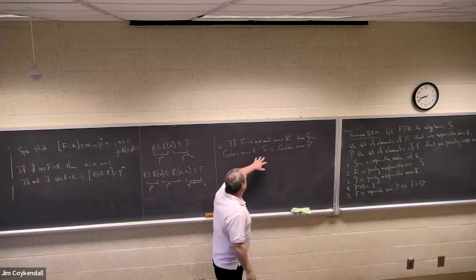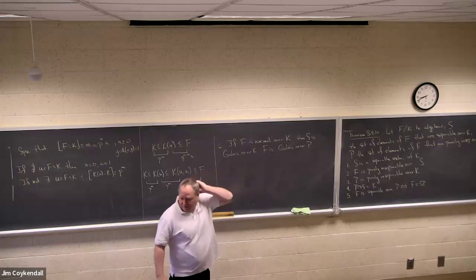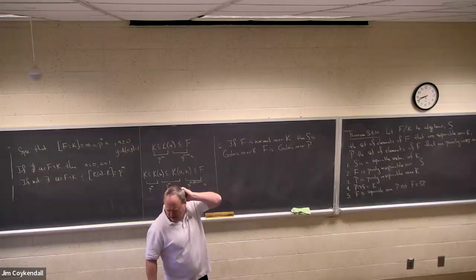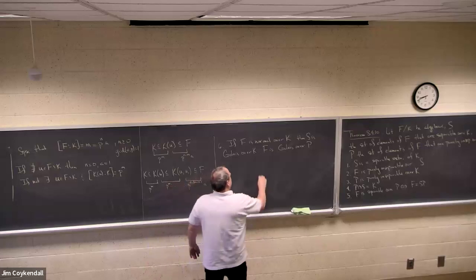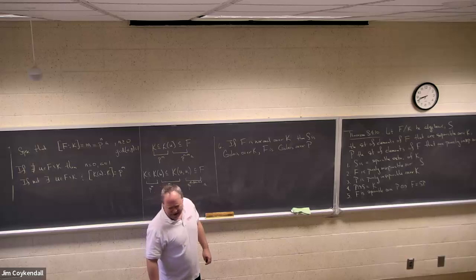Again, that's not a total non sequitur. We need F as normal over K for the F to be Galois over P. I'll make that better.